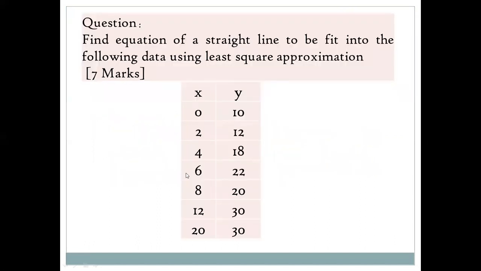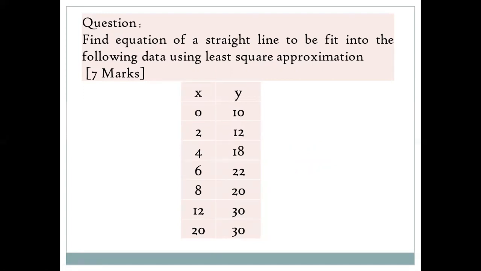Now the question is to find the equation of a straight line to be fitted into following data points using least square approximation. This question may be asked for 7 marks in the examination. Now here in this problem, x is an independent variable and y is a dependent variable. So y is a function of x. Now we have to find the relationship between these two variables x and y.